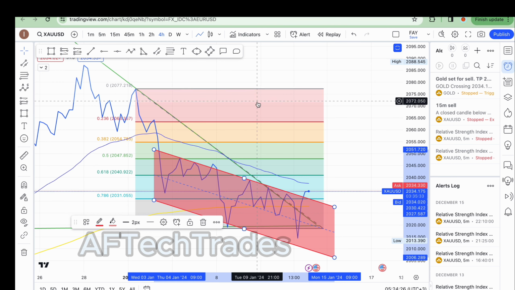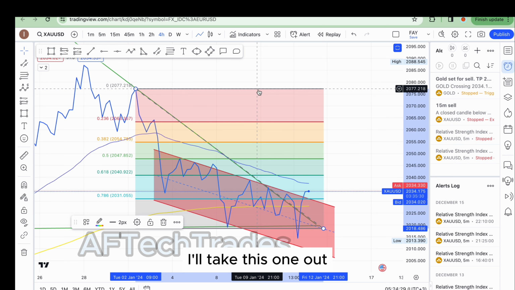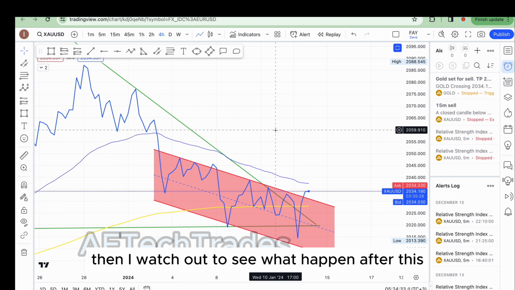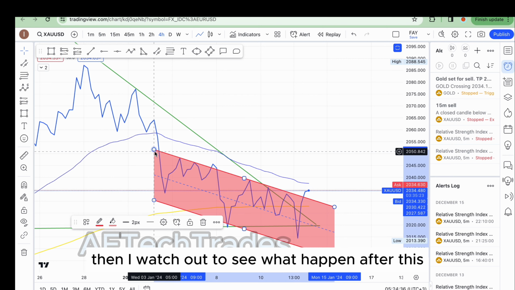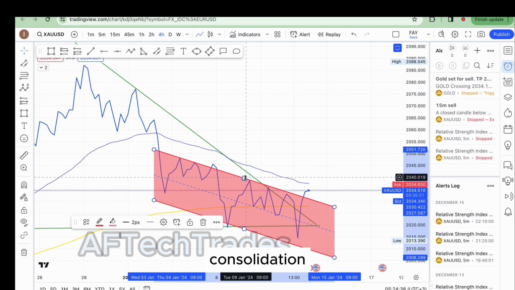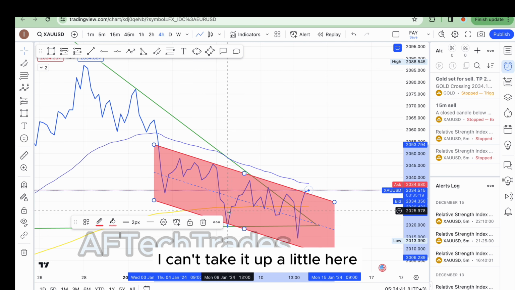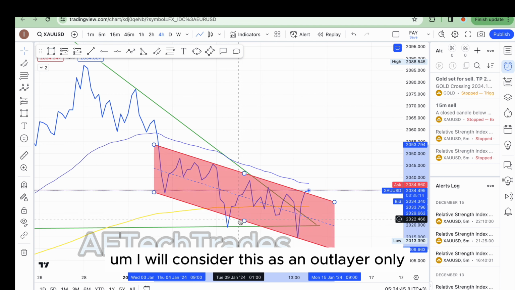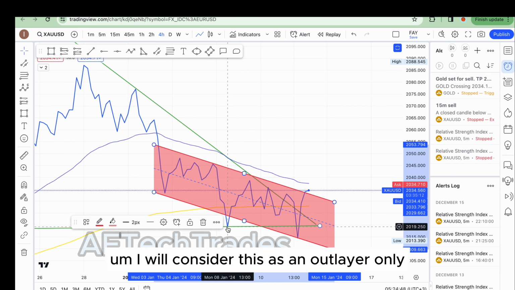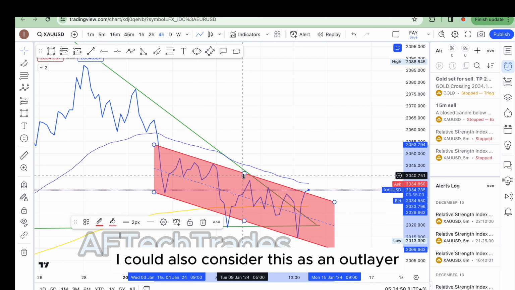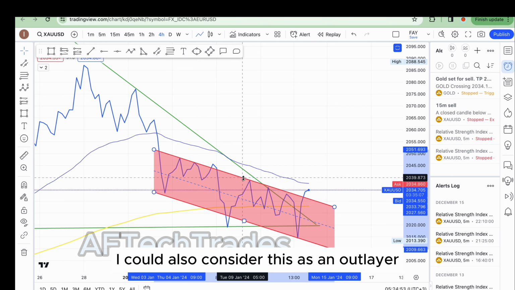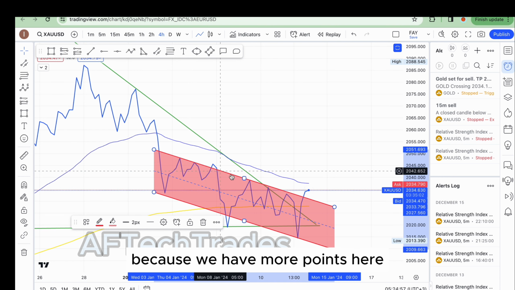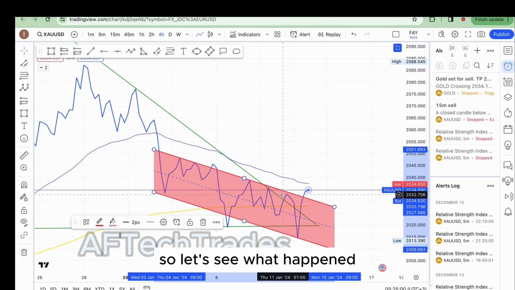Okay, fingers crossed. I'll take this out, then I'll watch out to see what happened after this consolidation. I can take it up a little here so that I use the bigger picture. I will consider this as an outlier only. I could also consider this one as an outlier, because we have more points here. So let's see what happened within this region.